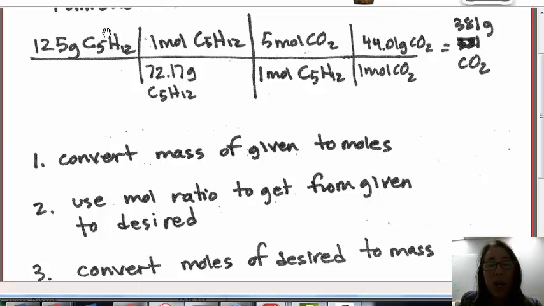Now if you set up your railroad math so that all the units cancel out, this process will happen no matter what. But this will also give you a sense of context as to what you're doing. Converting mass to moles by dividing by molar mass, get from one chemical to another by using the mole ratio, and then get moles of your desired chemical to mass by multiplying by the molar mass.